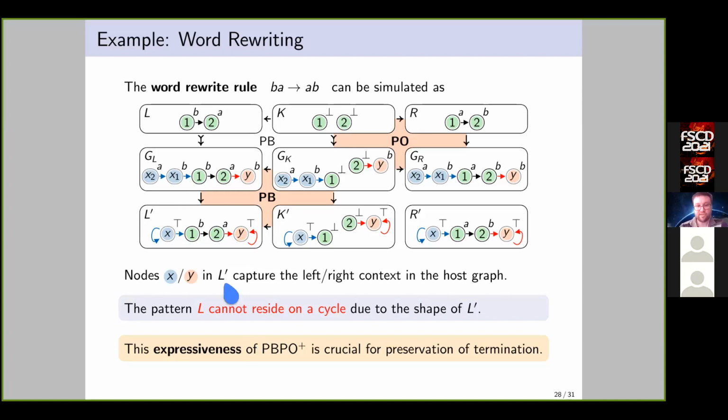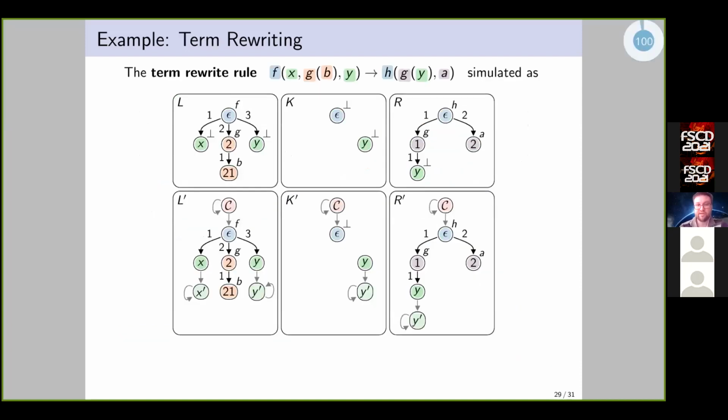And we have shown that this encoding indeed preserves termination. And more generally, this encoding can also be done for term rewriting, where we then have nodes that capture the context above a term, and we have nodes that capture the substitutions, and we can then simulate arbitrary left linear term rewriting steps.